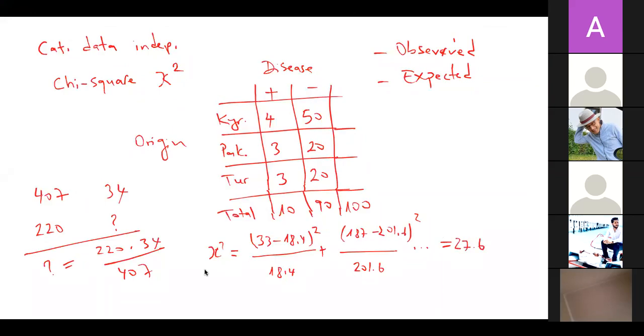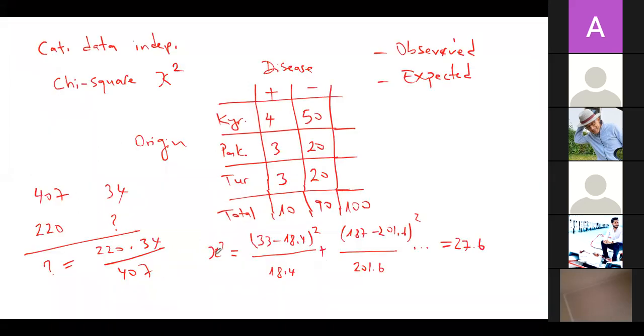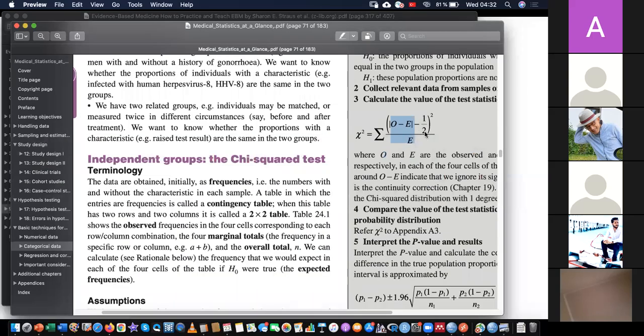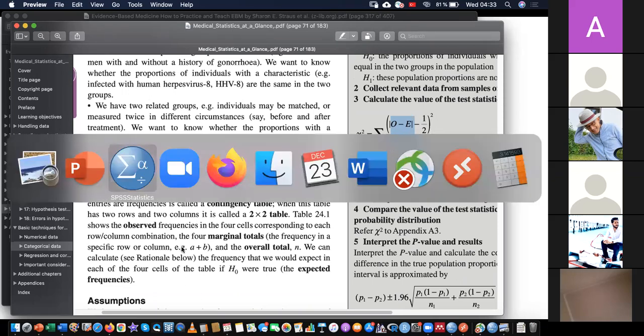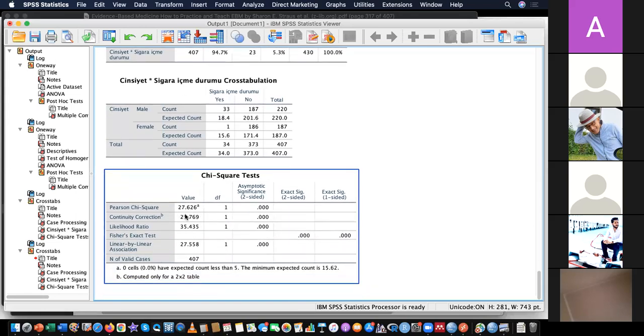You see, SPSS gives you another chi-square value with the continuity correction. If you have continuity correction, it means you have in the formula this minus 0.5, minus a half. If you don't have this in your formula, you will have this classical chi-square. For large sample sizes, this is not a big issue because they will be very similar. You see 27 and 25. Both have the same p-values. But if you have a small sample size, then you should do the continuity correction.